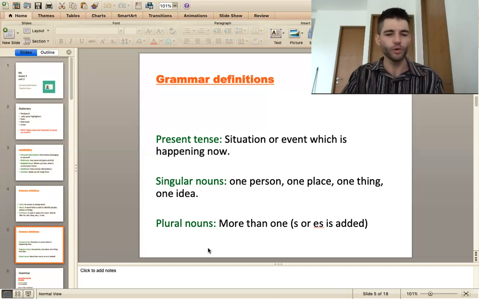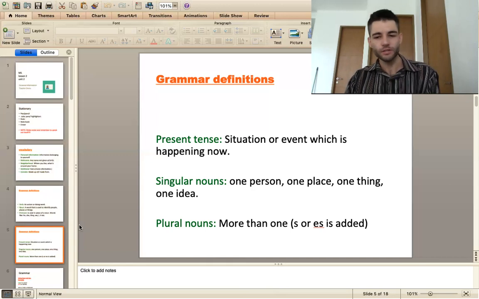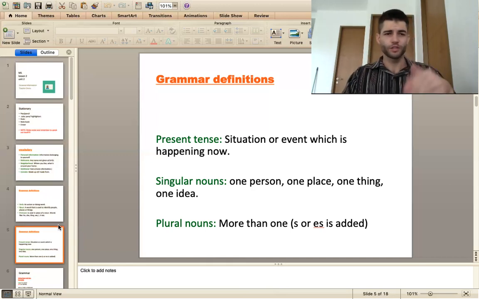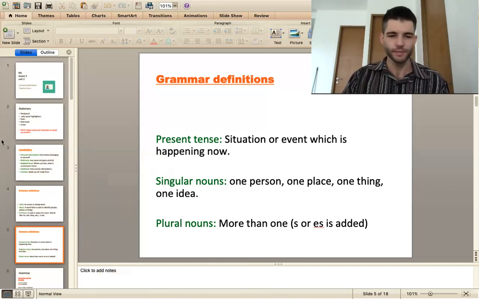And then we have plural nouns. The word plural means more than one. So more than one item, more than one thing, more than one place. So we usually add an S or ES, like pens or pencils. Yeah, so S or ES is added to show it's more than one. It's not just one. Okay, so there we go.